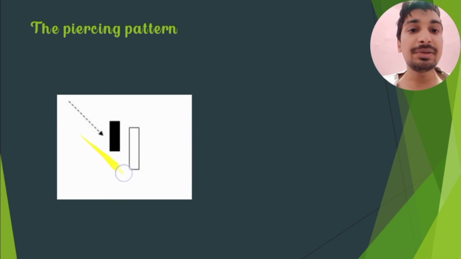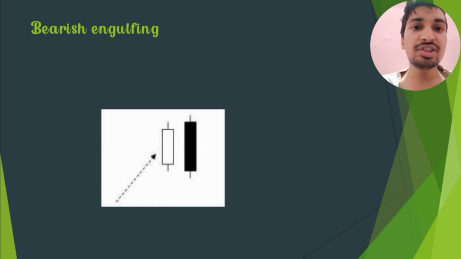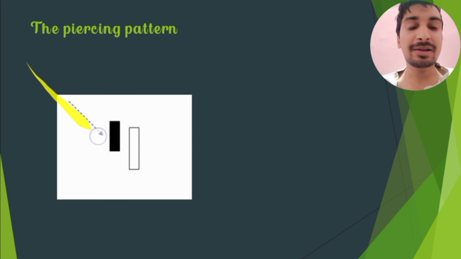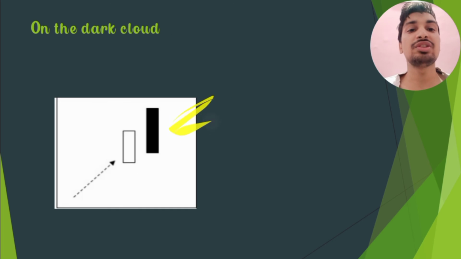And the same thing is the piercing pattern. The market was actually bearish. So you can see the market was bearish, but suddenly there is a bullish candle. So the bullish candle is trying to go upward. It will go upward. There can be a change in direction after this.